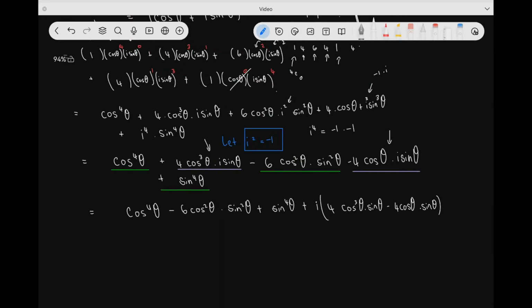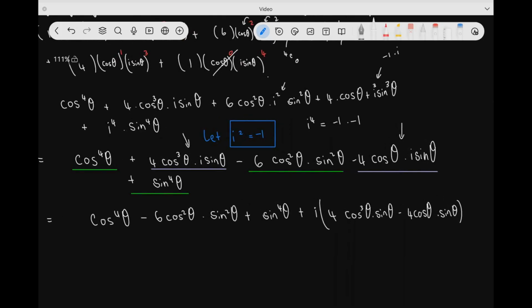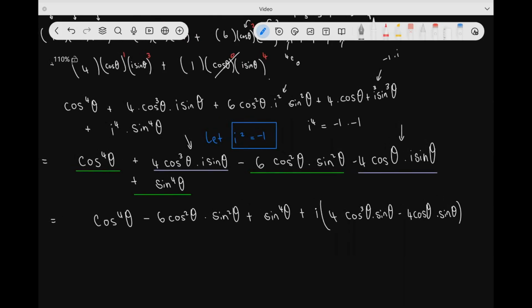I might have missed an exponent somewhere. I don't think so though. Let me just double check quick. There's a 3 missing here. Okay, sorry, there's a 3 missing there, because I don't have a sine to the 3. So that makes perfect sense. Okay.